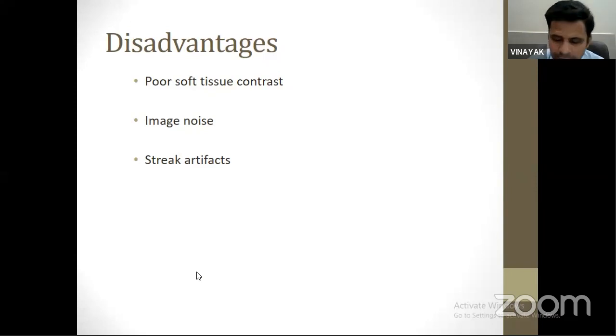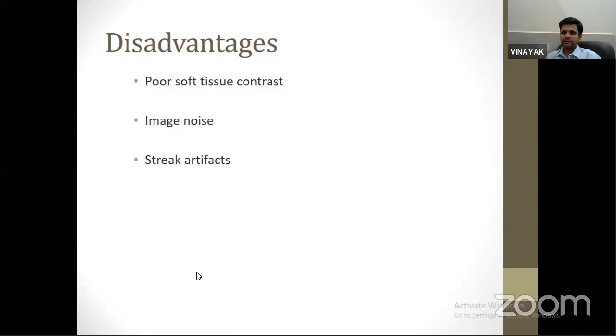Image noise is similar in all radiographs. In an IOPA or an OPG, the field is smaller, so the noise is less. But in a CBCT, the area exposed is more, so there is more scatter and more noise. And the third and most important thing is artifacts.